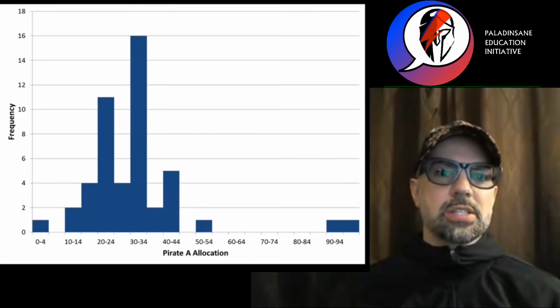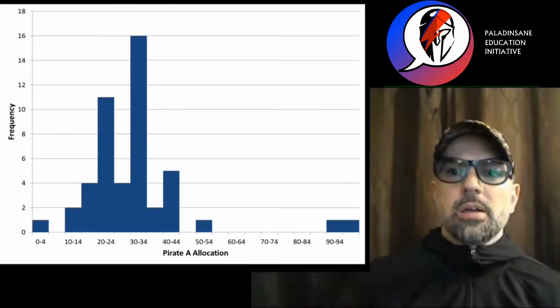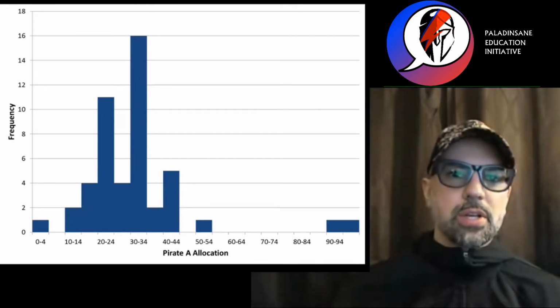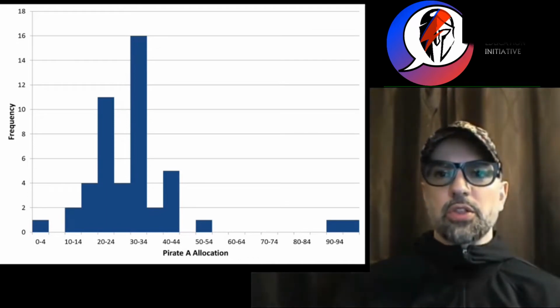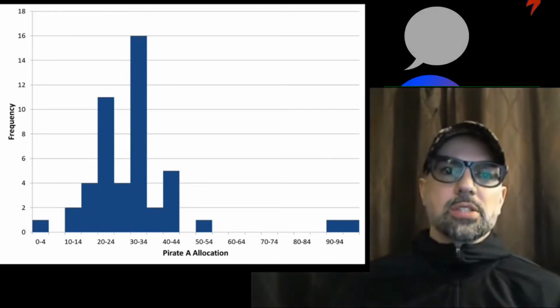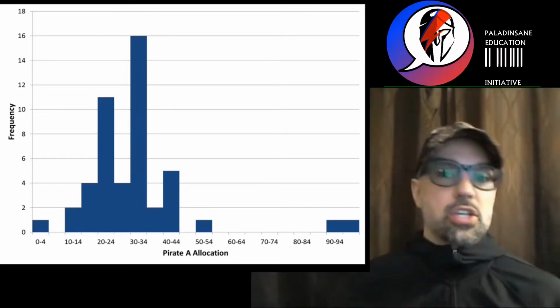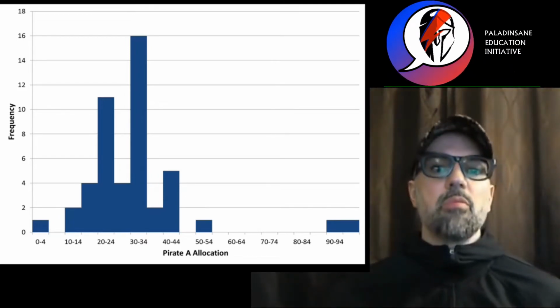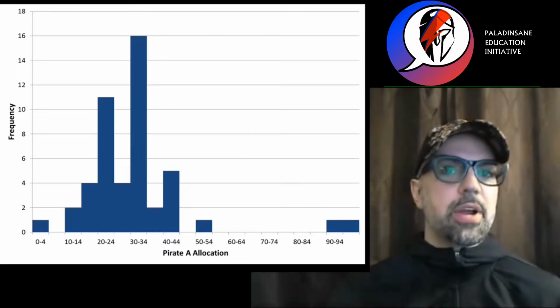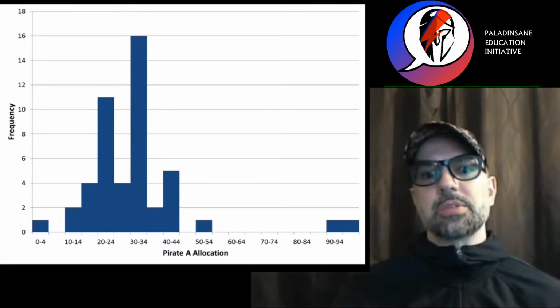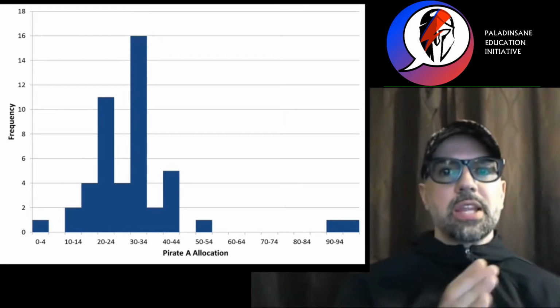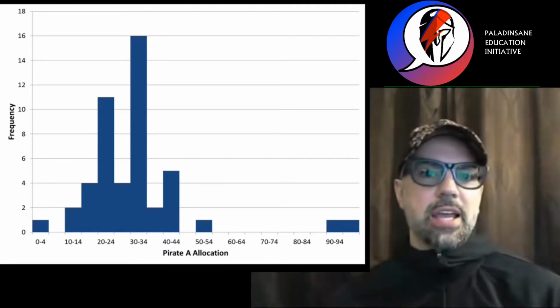So as you can see, most Pirate A's, most students, gave themselves 30 to 34 gold coins. So this is the idea, again, based on the heuristic that they're in charge. So they should get more than average. They should get more than what everybody else is getting. So they do that by giving themselves 30 to 34 coins. And then everybody else gets a different allocation.